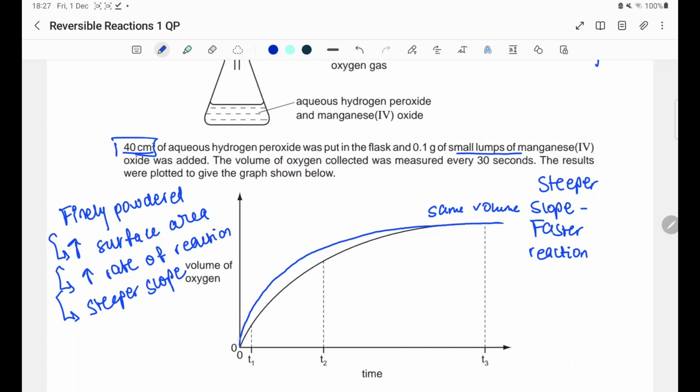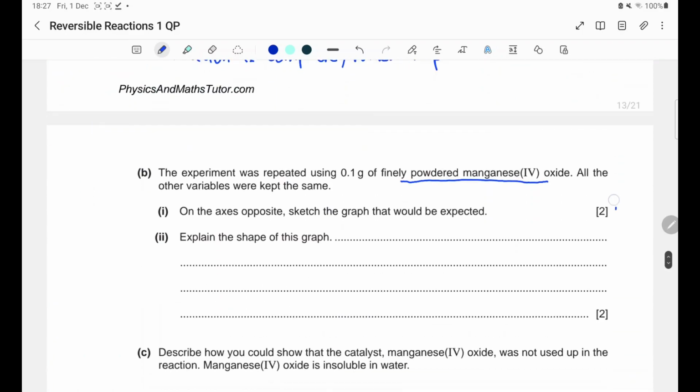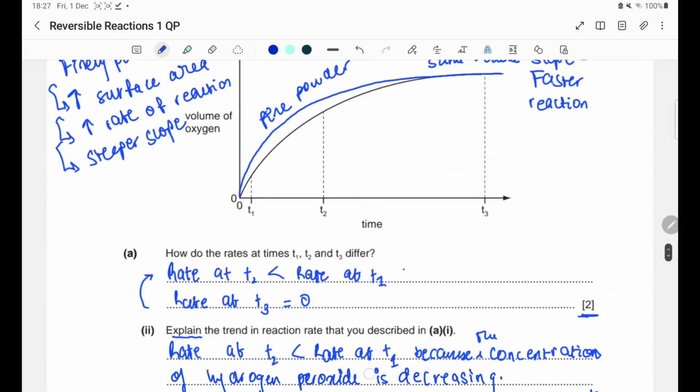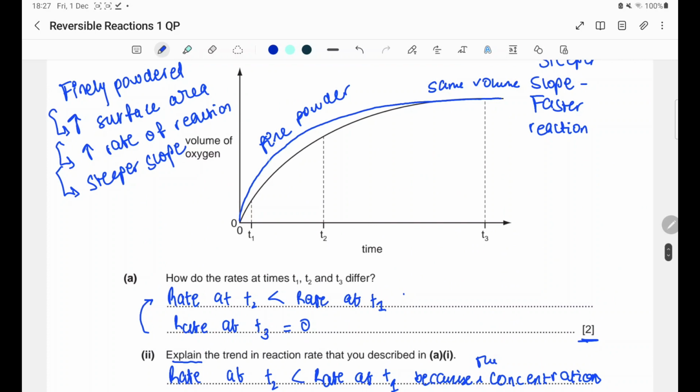The only thing that's changing when you have your fine powder is the gradient over here. This is steeper, therefore this is a faster rate of reaction. This is 2 marks, so you guys have to make sure that one, you have a bigger gradient, it's steeper, and the second mark is so that it's on the same final volume.